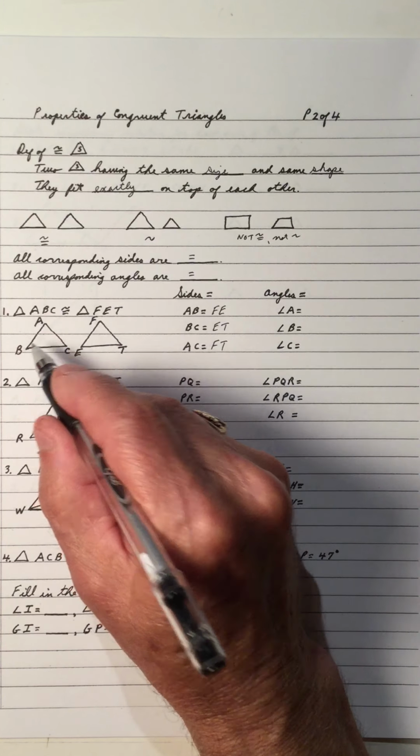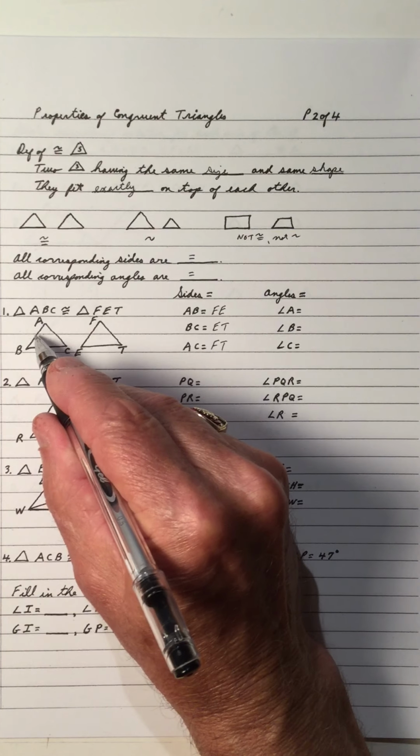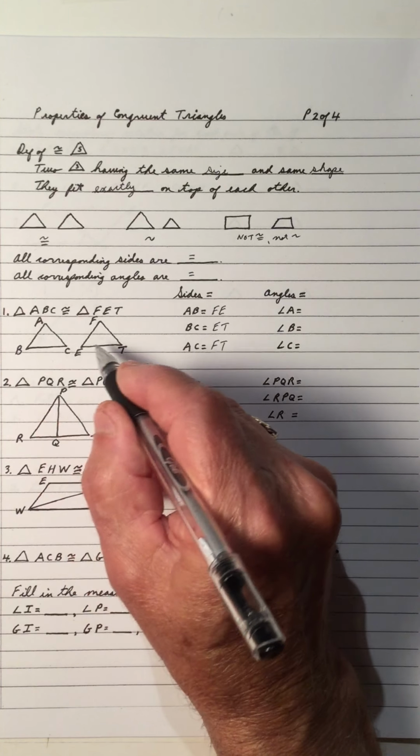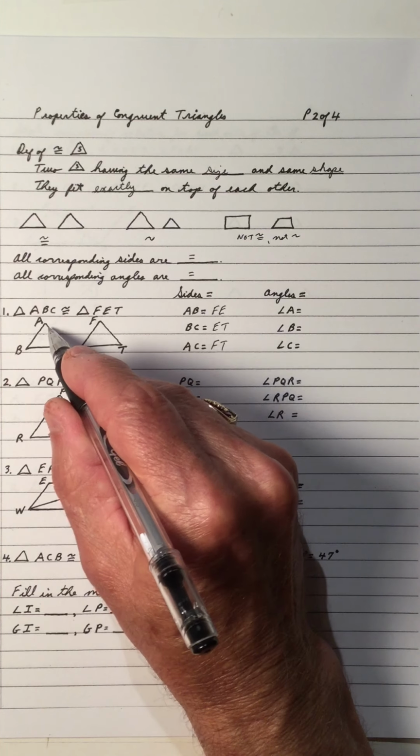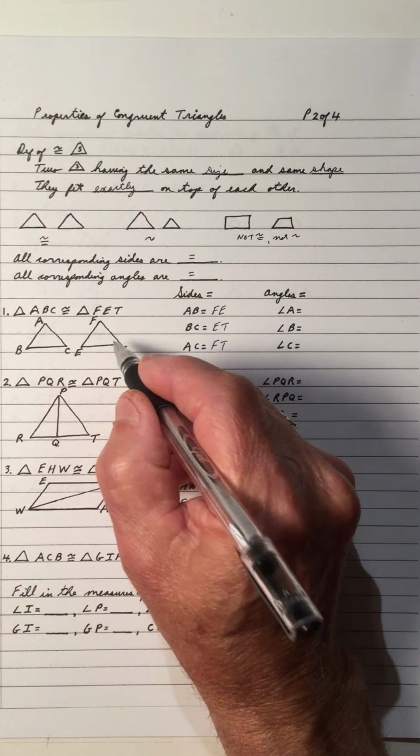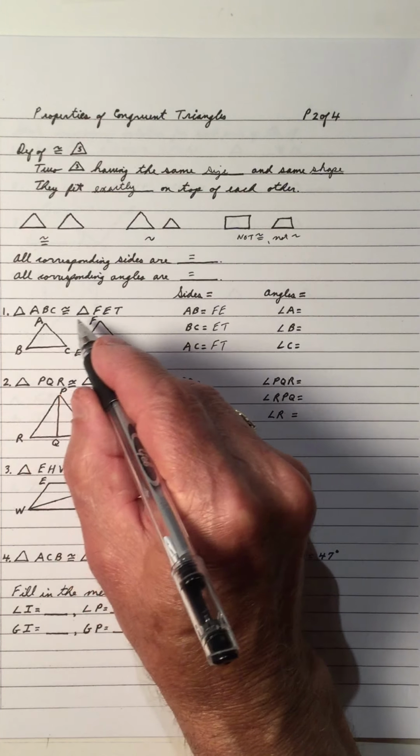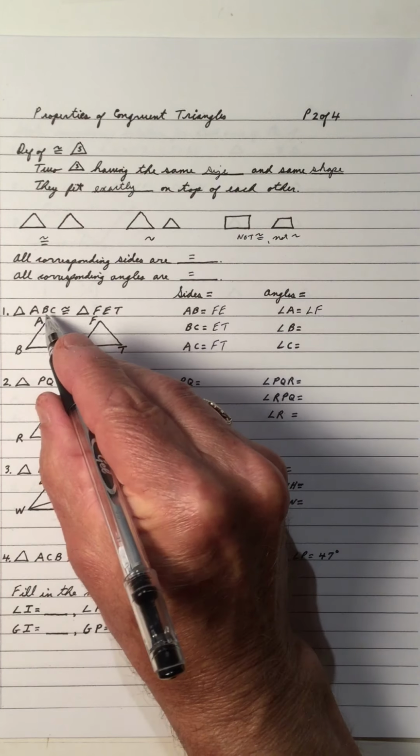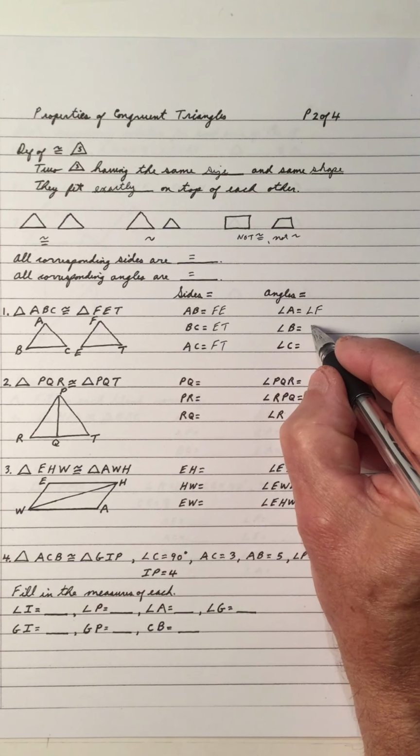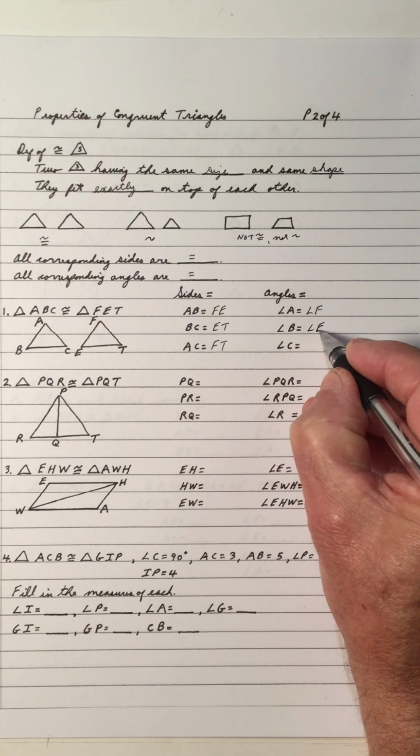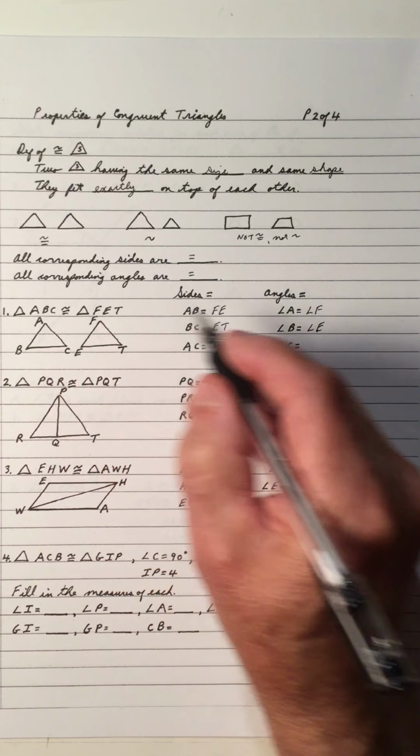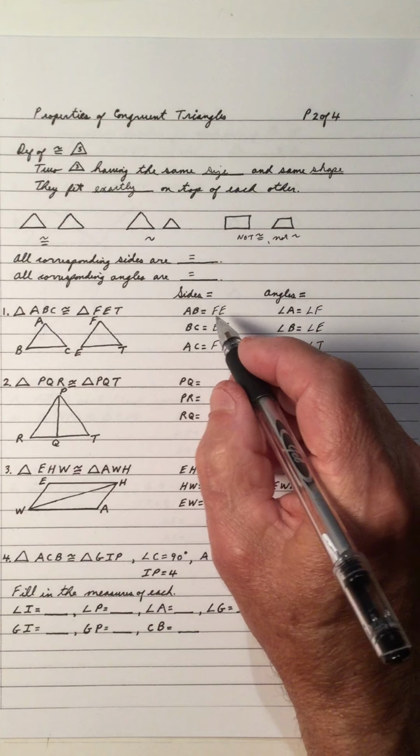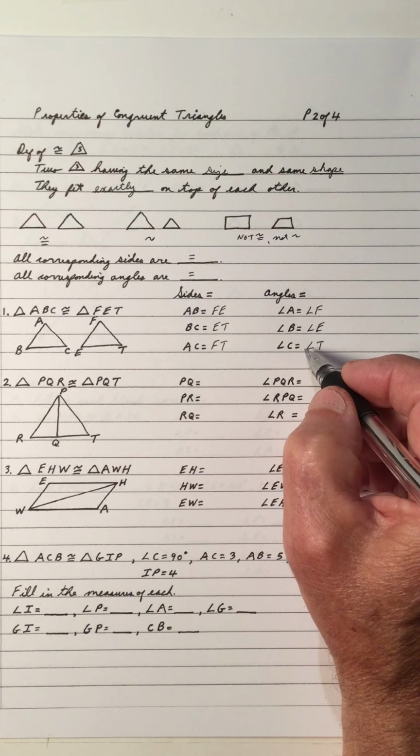A goes with F, B goes with E, C goes with T. So AB, FE, BC, ET, AC, FT. And the angle A goes with the angle F. The angle B goes with the angle E. And the angle C goes with the angle T. So that's based on corresponding sides equal, corresponding angles equal.